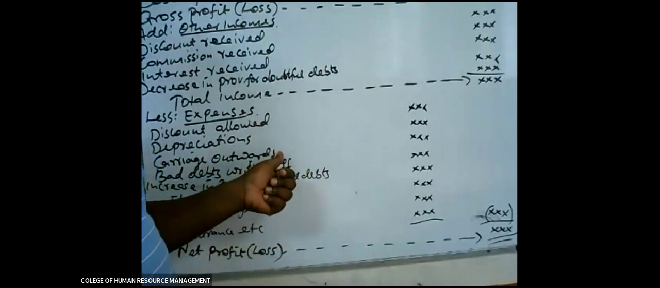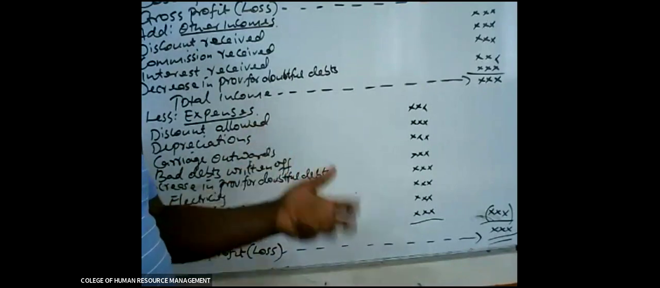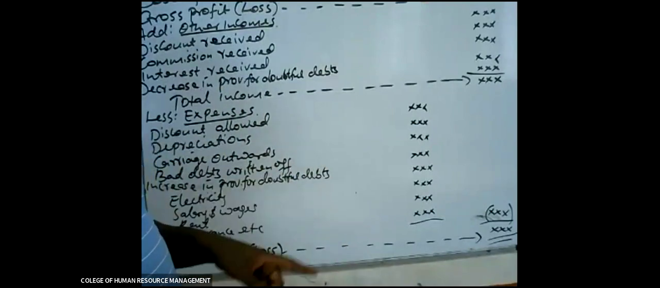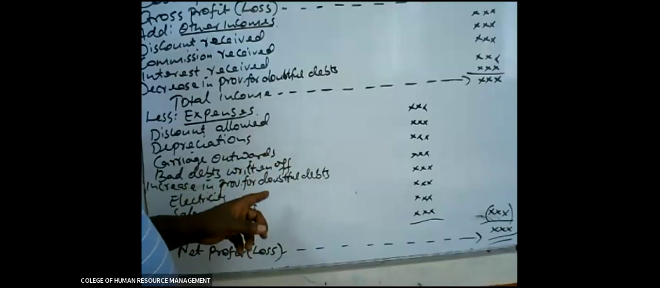This is the cost that you incurred when you offered some transport for your customers. The customer buys goods, then you offer the transport for the goods sold to that customer. So that is what we call the carriage outward. This is the carriage on sales.